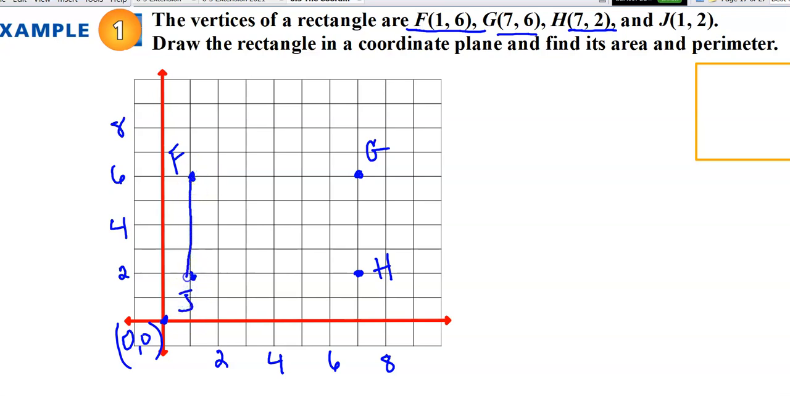Now you want to use your straight edge on your paper, and you're going to connect the vertices. Okay, so now we just drew a rectangle in the coordinate plane. And remember, if we are finding the area and the perimeter, of course, what we need to get, oops, trying to move this box.